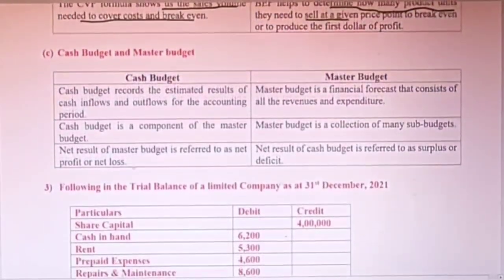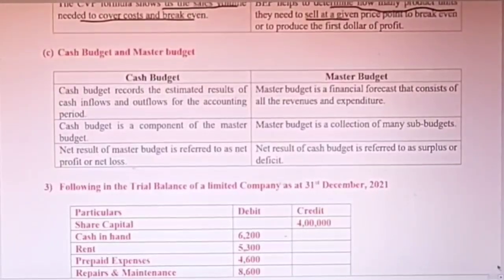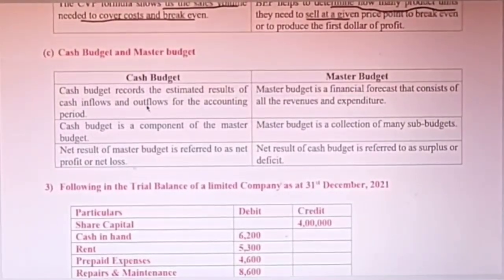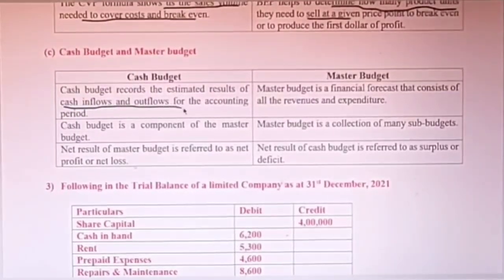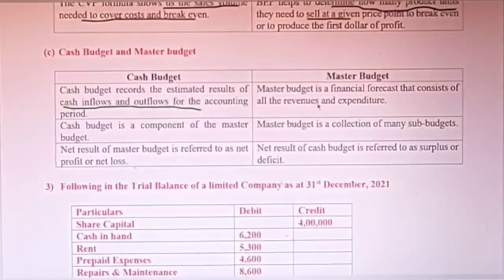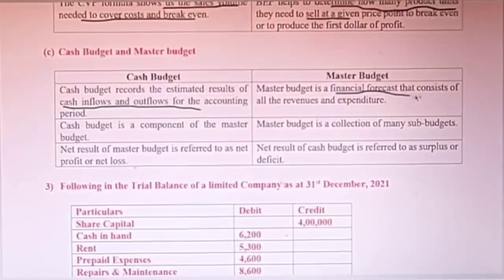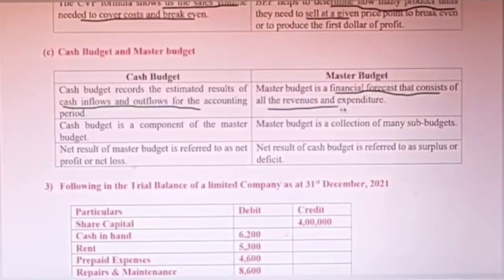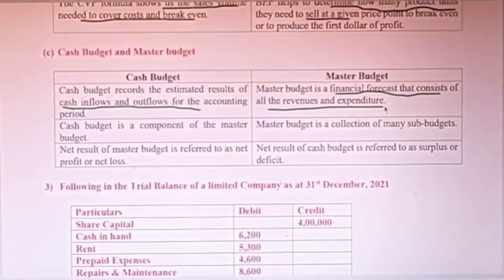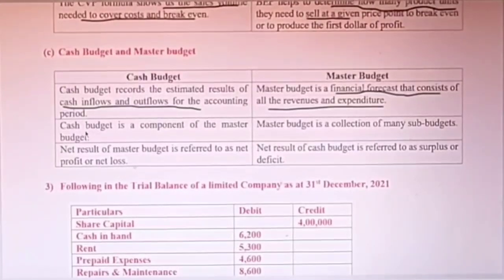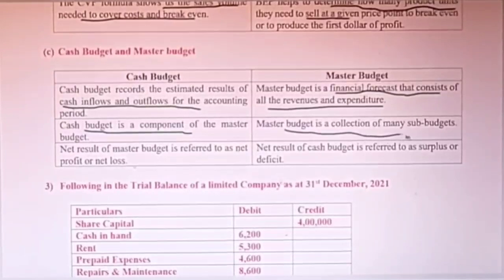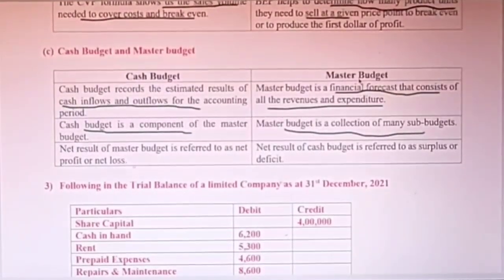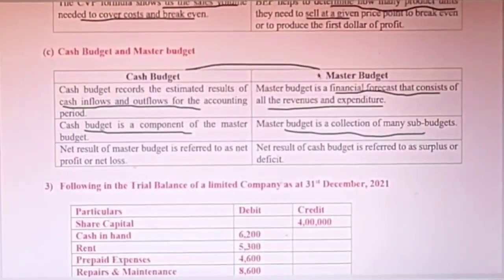The next difference is on cash budget and master budget. Now cash budget, as you know, generally it is prepared for cash inflow and cash outflow during an accounting period. Whereas master budget is the financial forecast that consists of all the types of revenues and expenditures during a given period. And the cash budget is a component of the master budget, whereas master budget is a big concept, and cash budget is only a part of master budget.